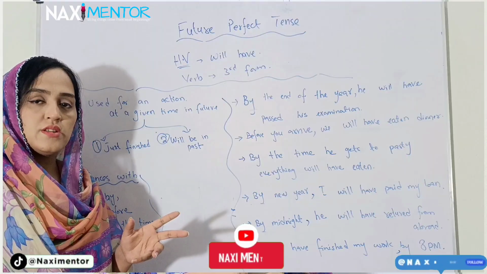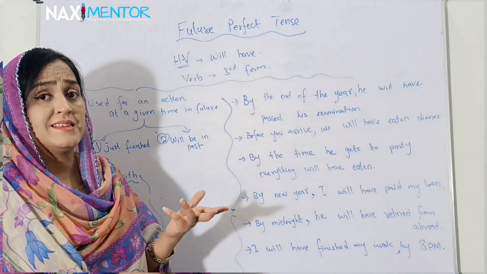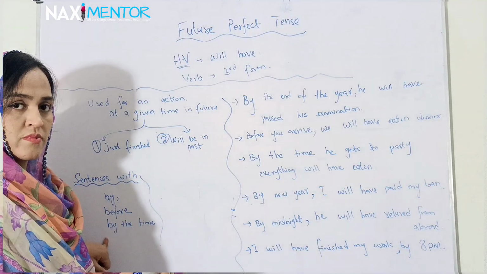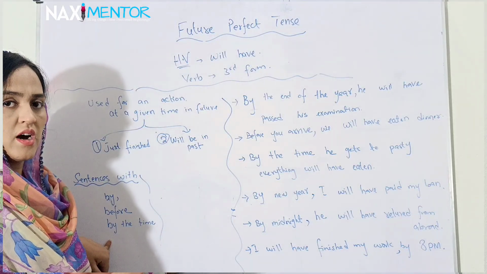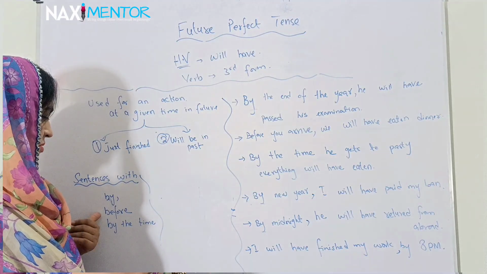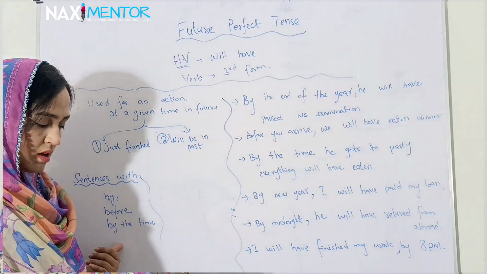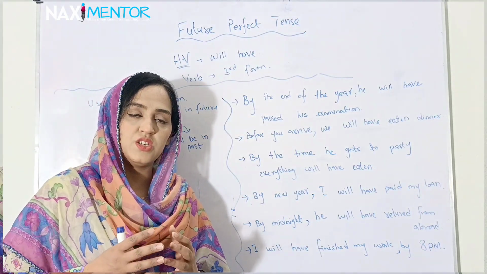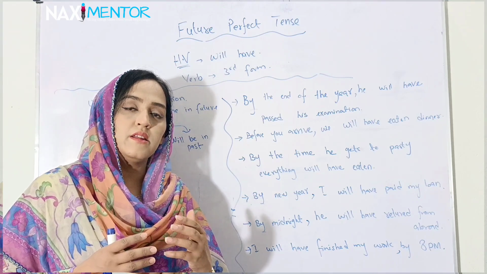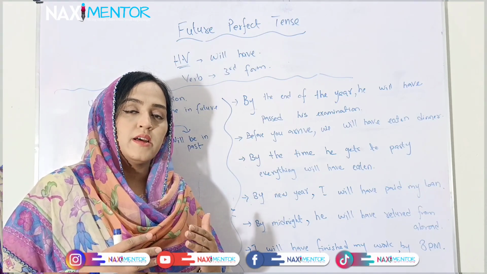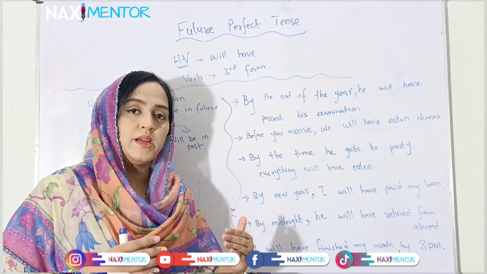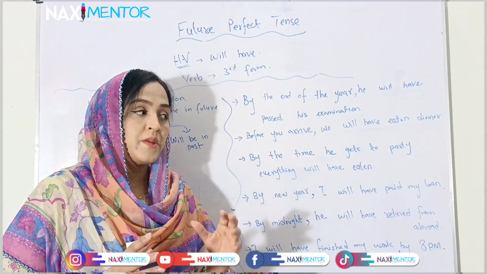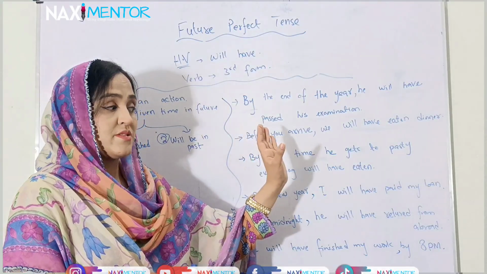And the third condition that is used in these tenses is the use of these three different words. Normally they are in these tenses: by, before, by the time. Why? Because in all these tenses we are telling, in some future time period, that some action has been completed by some specific time, by some specified time, or by some specific conditions.